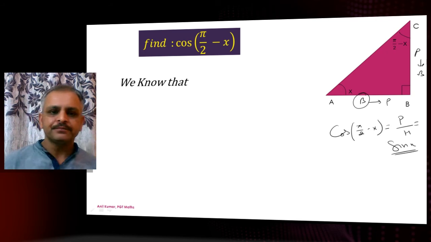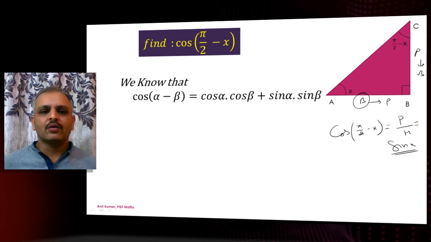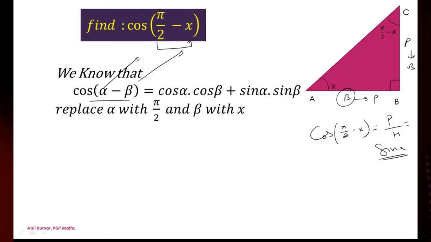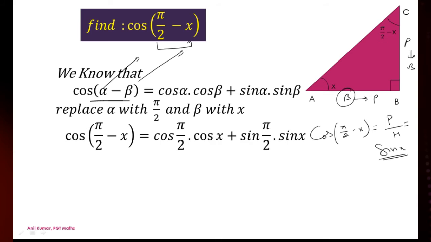Let's prove it. Cos alpha minus beta here I will take because I want to find out cos pi by 2 minus x. So what we have to do is replace this alpha with pi by 2 and beta with x. So it becomes cos pi by 2 minus x, cos pi by 2 cos x plus sin pi by 2 sin x.